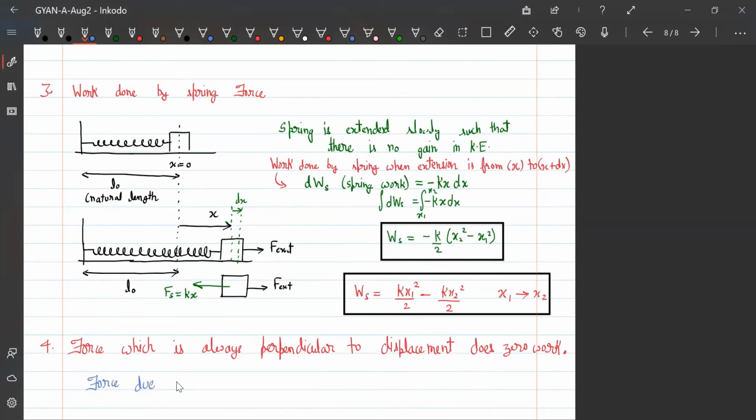This will be starting in 12th standard. Sorry, I'll just introduce an example here. Force due to magnetic field is always perpendicular to the moving charge. Note this down just for knowledge.